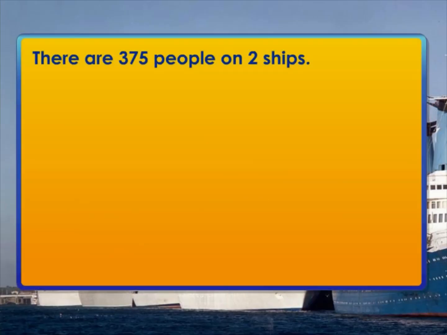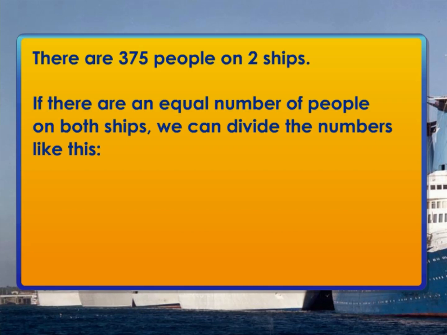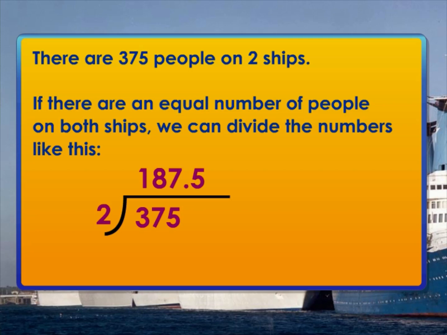There are 375 people on 2 ships. If there are an equal number of people on both ships, we can divide the numbers like this. Is the answer possible? Discuss.